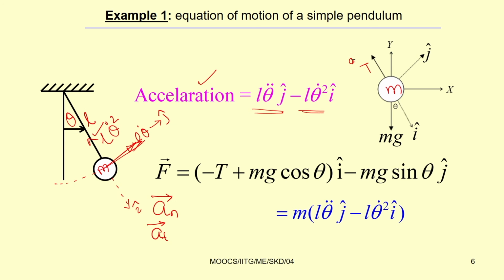This weight we can divide into two components. One will be along this direction, which will balance the tension, and the other component is this one. If this angle is theta, this is mg cos theta, and this term is mg sin theta. T will balance mg cos theta, and mg sin theta is the restoring force acting on the system.